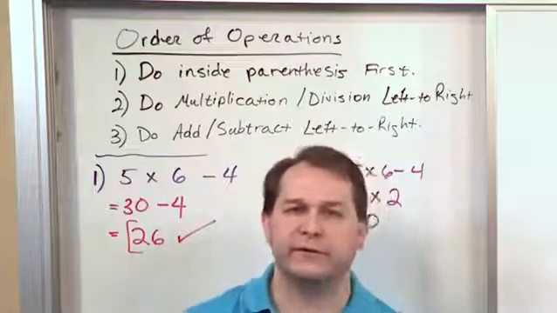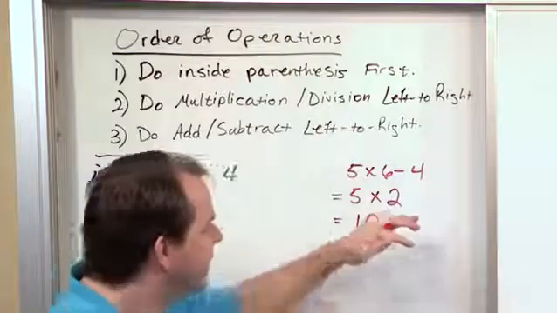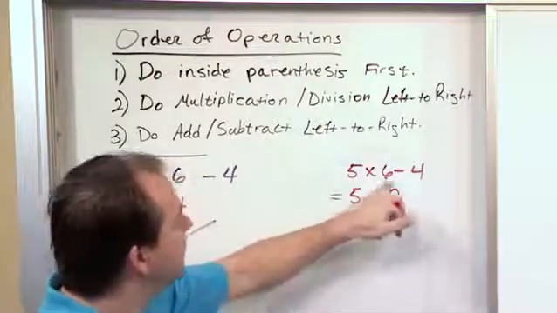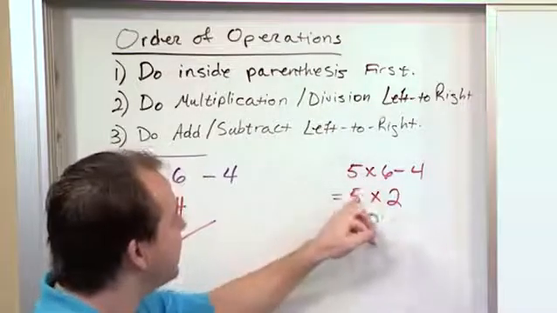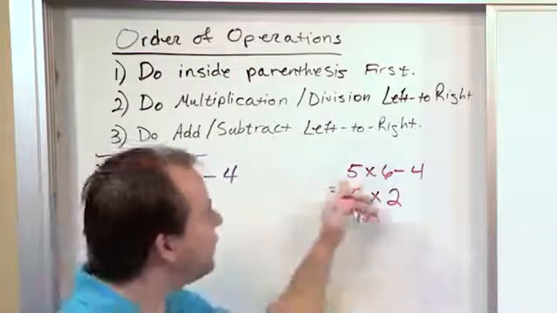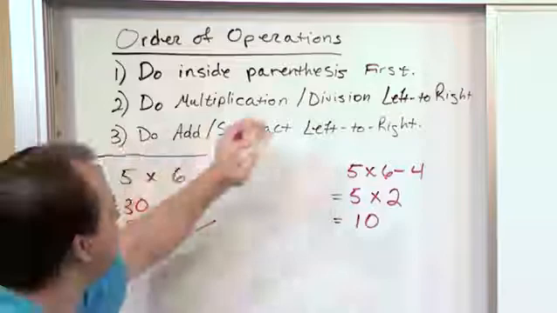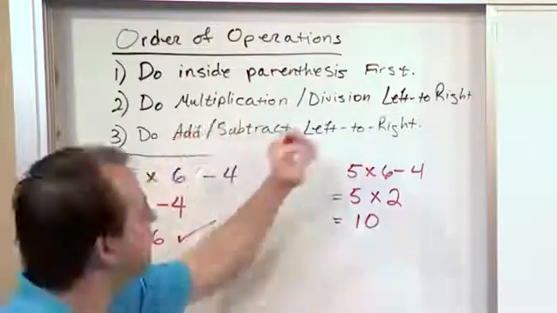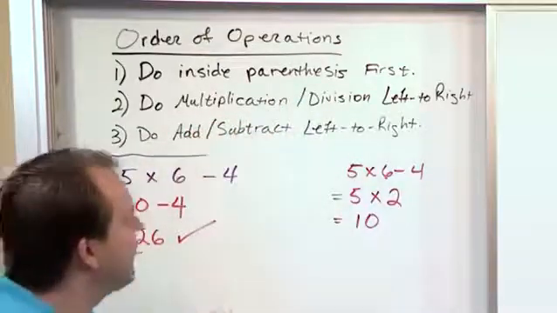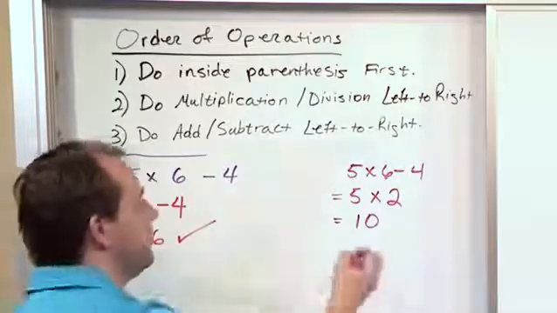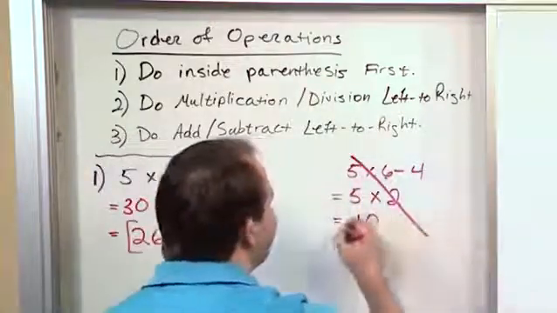So who's going to get the right answer? Well, not the person who did this, because they did it wrong. 6 minus 4 is 2, and 5 times 2 is 10. But the way you do it here is backwards of how you're supposed to do it. You always do parentheses first, then multiplication and division, and then adding and subtracting. Here we did everything out of order. So just to make sure you know this is wrong, I'm going to put a big X through this.